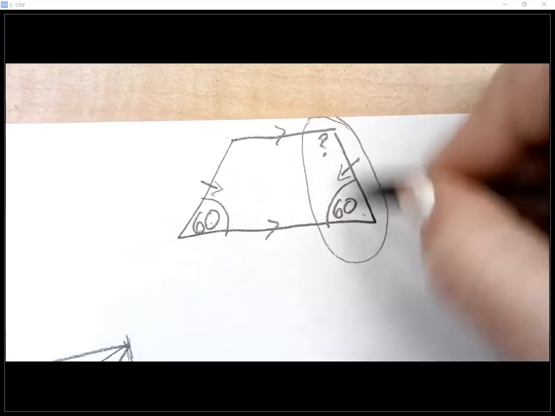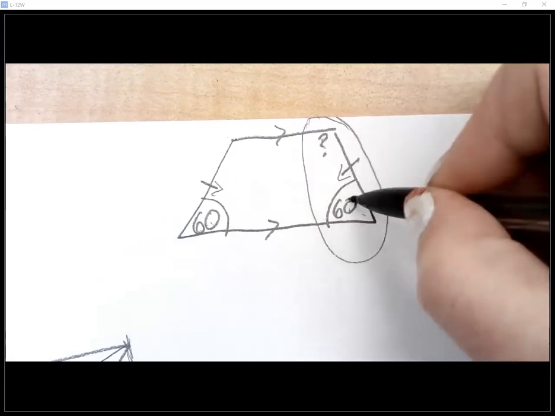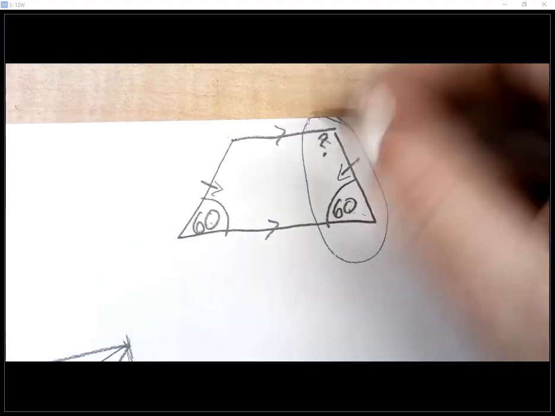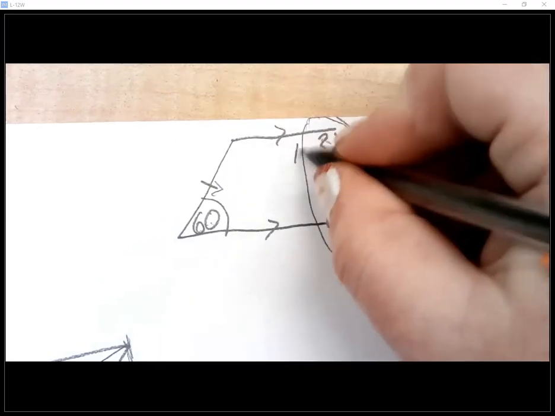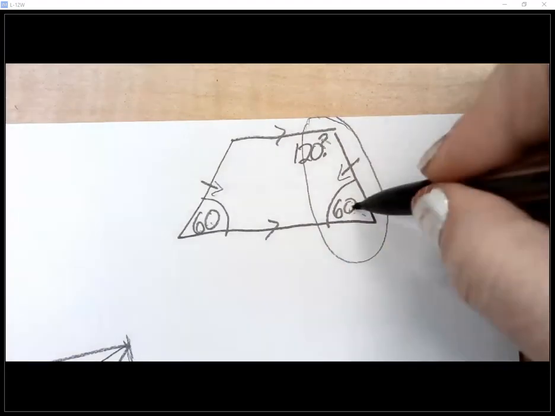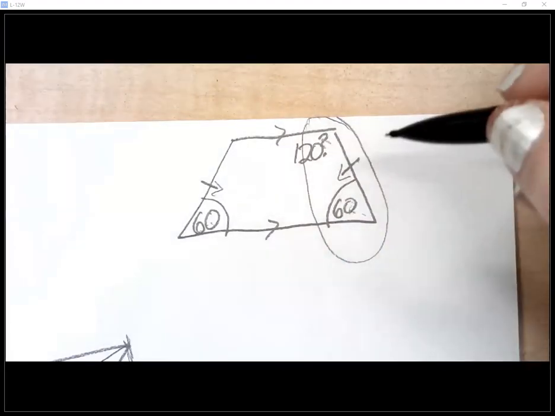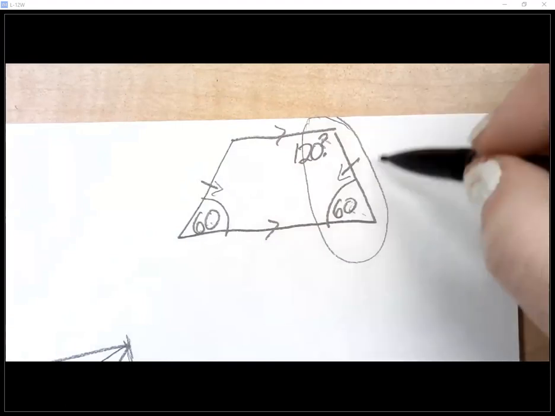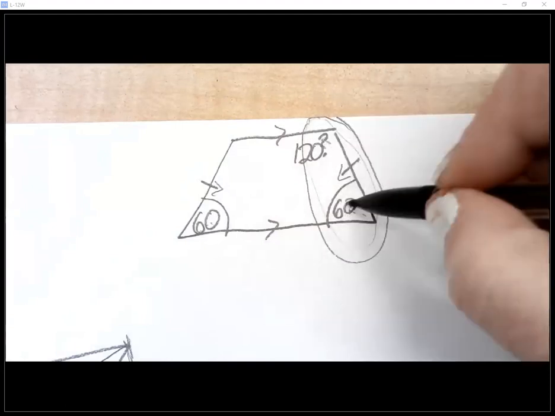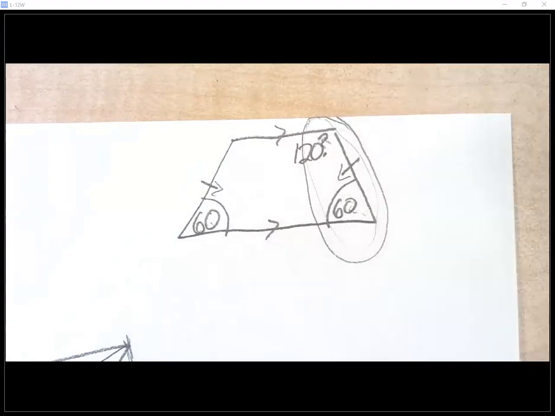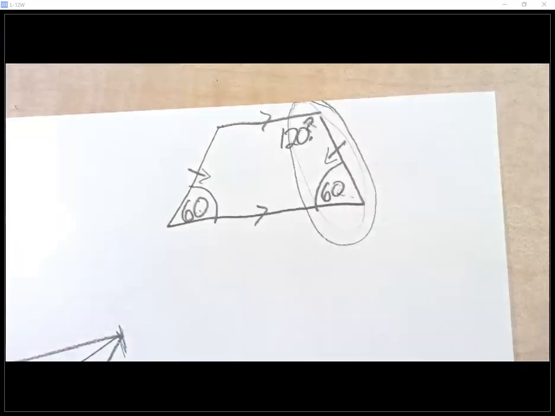They add to 180. These are same side interiors. So if that's 60, that means this top one is 120. Why would that be 120? Because 60 and 120 get you to 180. So in a trapezoid along the legs, those angles have to add to 180. Does that make sense? Okay. Yeah, and then that's it.